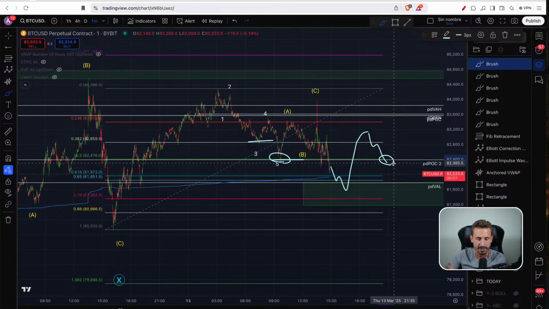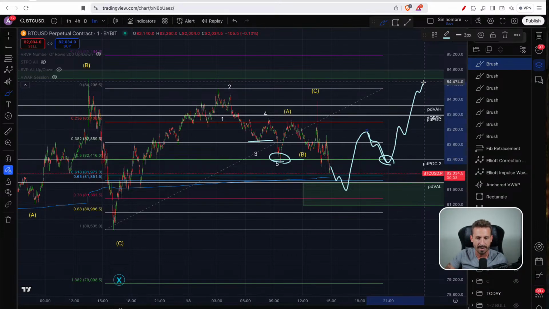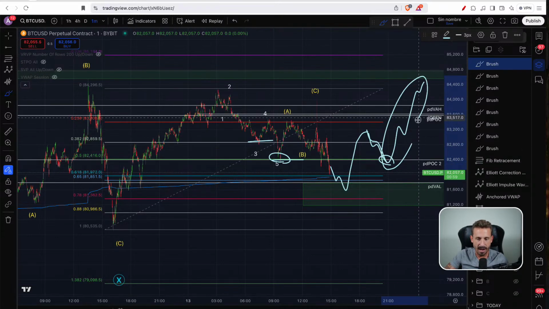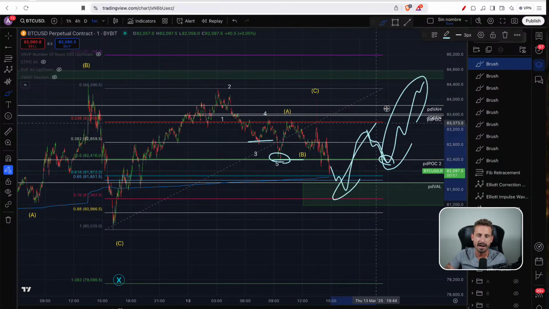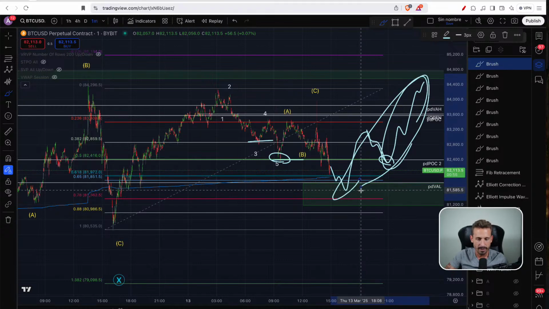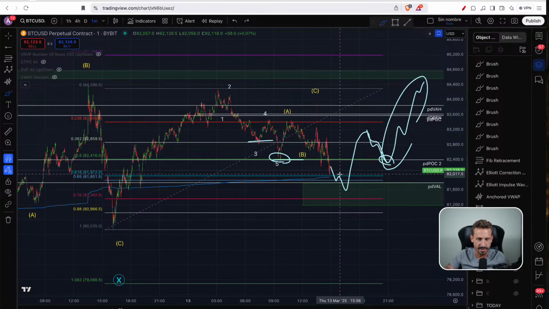This is where I'll be interested if we correct down in a 3-wave structure. Bang, bang, bang. This is what I would be looking at. I want to get into this wave. If I can get into the entire recovery, I will, but it's not going to be easy.